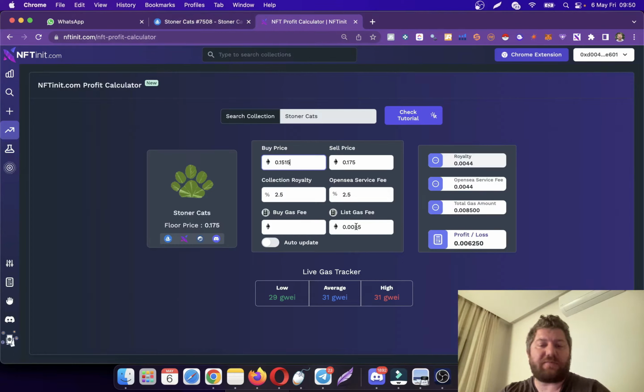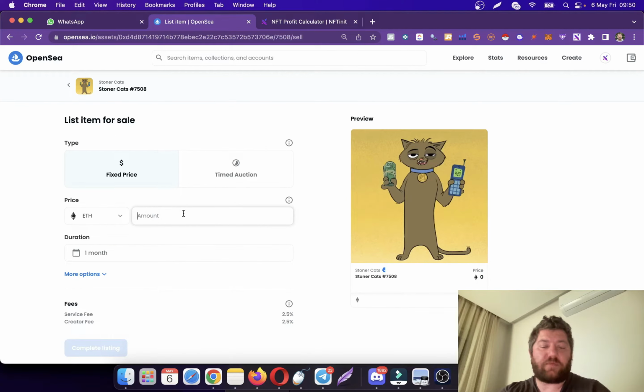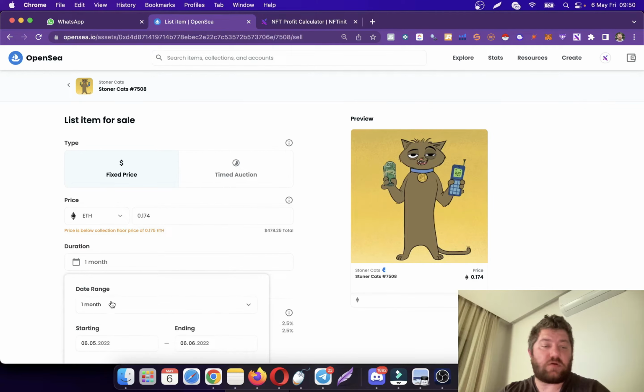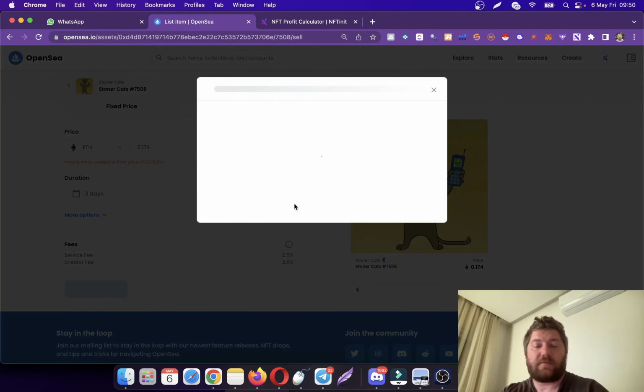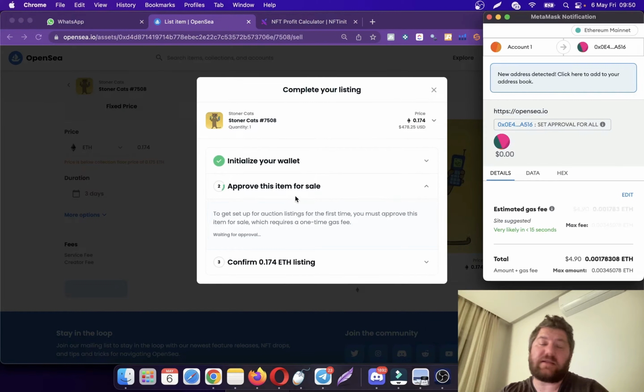Let's check. Probably we always overestimate it. Probably it is going to be something more like 0.02, even less than that. Let's see. Let's sell it. I'm going to undercut the floor price just a little bit. So let's list it for 3 days. And actually, if you want to sell it faster, you can even undercut the floor price more.